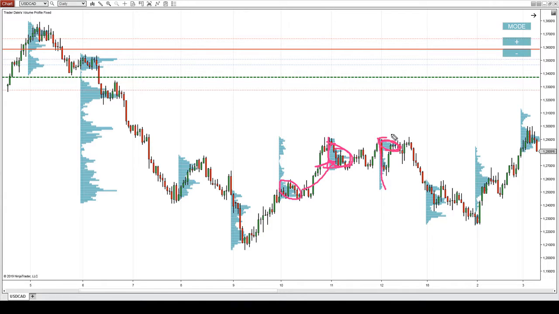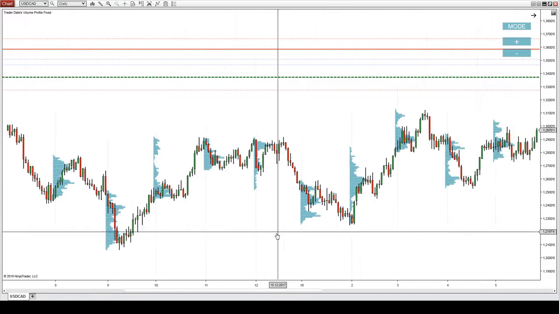And by the way, this is not a P-shaped profile. This is not a sign of strong buyers. The reason is that the price is closing in here, below 50% of this whole area. Alright, so this is not a sign of strong buyers.